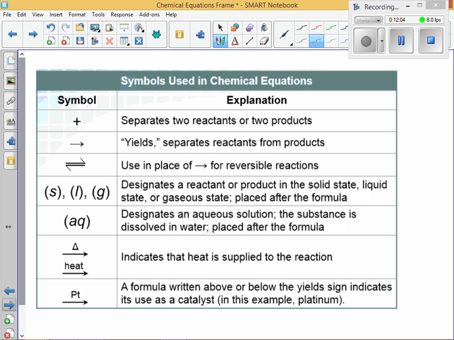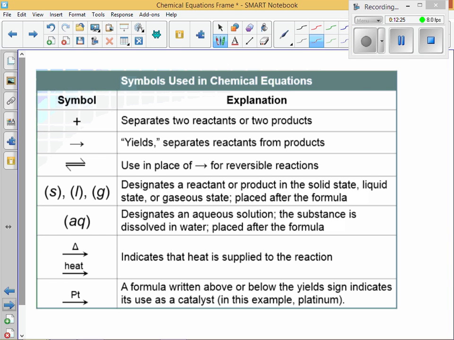Here's a table from your book of the symbols that we use and what they mean when we're writing reactions. Okay? We already talked about the plus sign. That separates 2 reactants or 2 products. What if you have 3 products? You'll need another plus sign, right? What if you have 4 reactants? You'll need a plus sign between each one. Okay? So that's what the plus sign is.